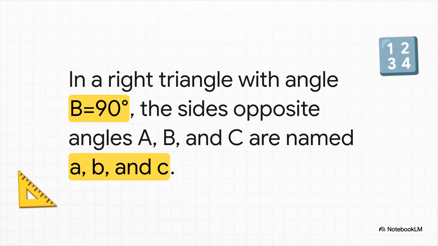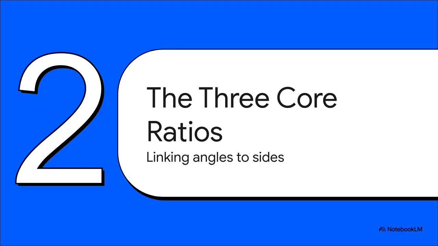The other 2 sides get their names based on which angle we're looking from. One is opposite the angle, and the other one is right next to it, or adjacent. Getting this perspective down is the absolute first step to unlocking this whole thing. Now for the secret code itself. It's actually made up of 3 fundamental relationships. Think of them as these unbreakable rules that perfectly connect an angle's size to the lengths of the triangle's sides.